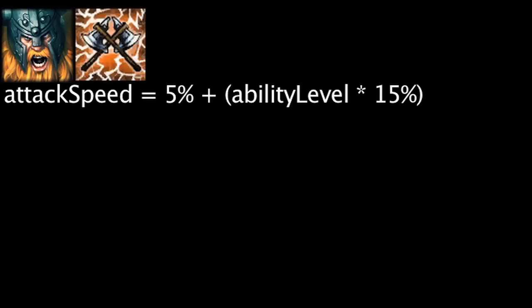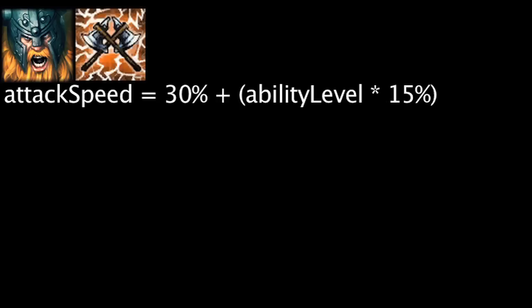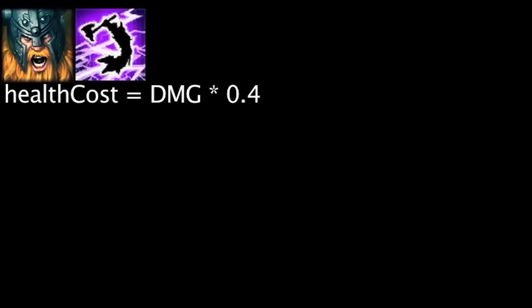The base attack speed granted from Vicious Strikes has been increased by 25%, but now only grants an extra 10% attack speed per level. The health cost on Reckless Swing will now be equal to 30% of the damage dealt, as opposed to 40% previously.